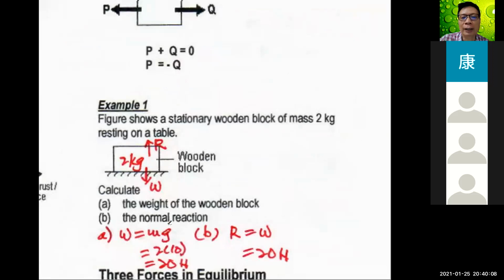Okay, and the next one, normal reaction. We know that this object is not moving, it's stationary, right? So the two forces must be balanced. So R must equal W. Straight away, you know the answer is 20.